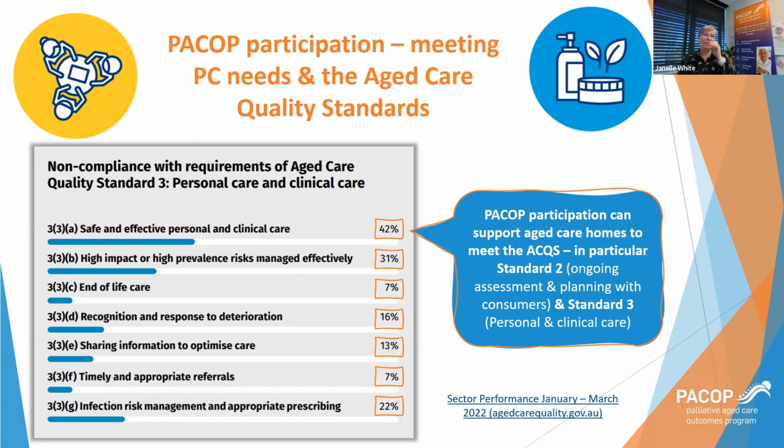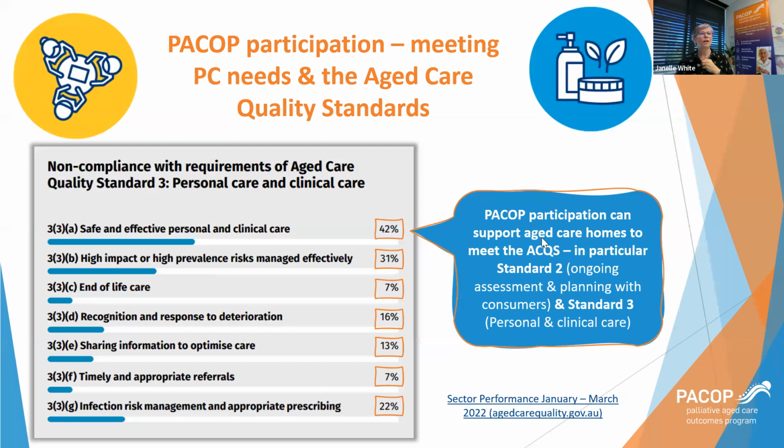Now, the aged care quality standards have just released their quarterly review on non-compliance. And I just thought, wow. As I was looking at the results, I thought, how much it related to this presentation we're doing today. So what they found in their most recent report, and the link is there, for January to March of 2022, is that the highest level of non-compliance was related to standard 3, which is personal and clinical care.